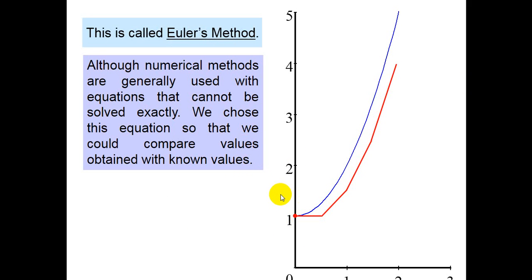This method is called Euler's method. Although numerical methods are generally used with equations that cannot be solved exactly, we choose these equations so that we can compare values obtained with known values. So we can compare the graphs, blue for the exact and red for the approximate solution. That's why we chose one of the easy exercises, dy over dx equals 2x.